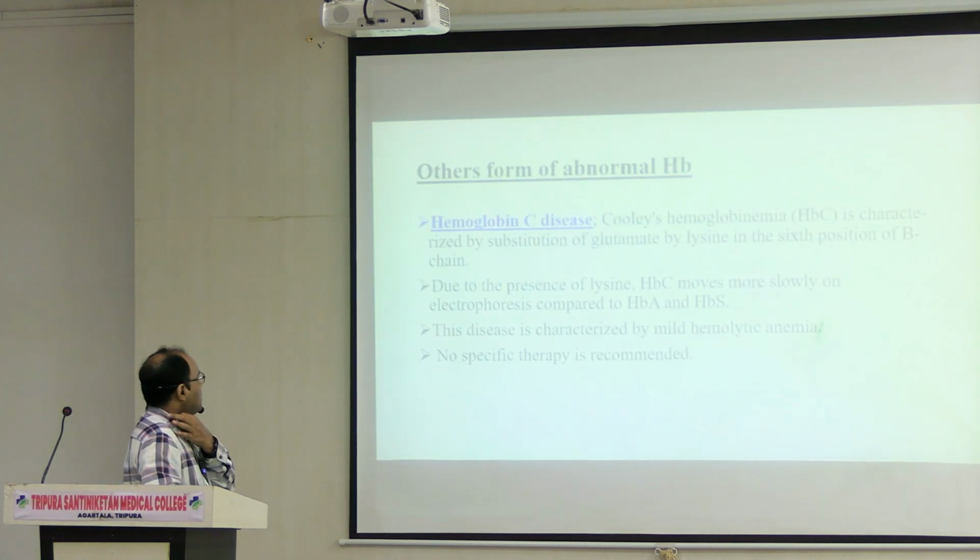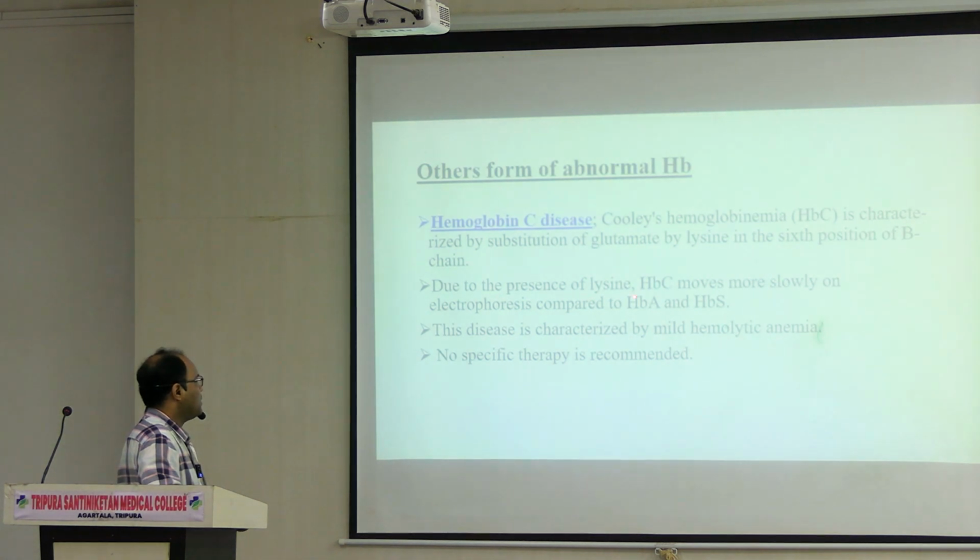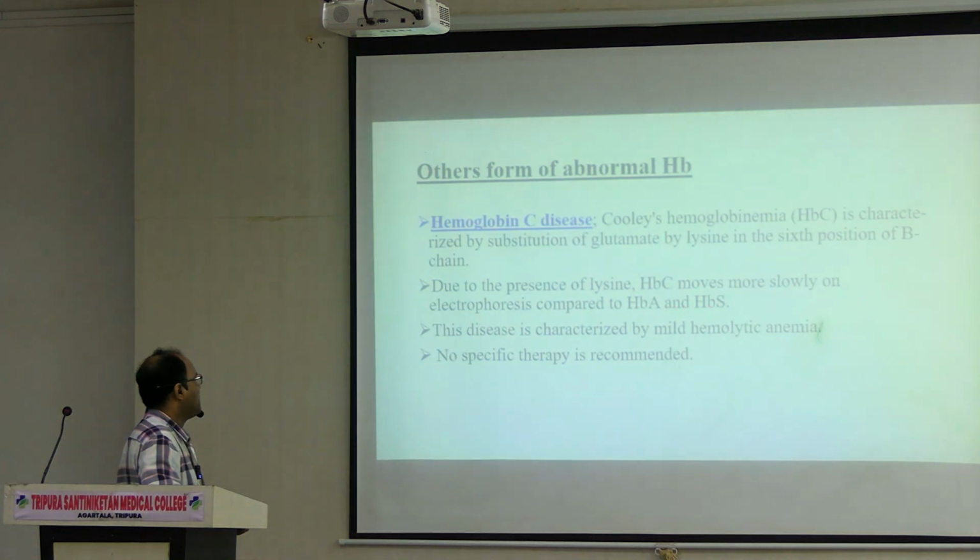Other form of hemoglobin, HbC, hemoglobin C disease. HbC is characterized by substitution of glutamate by lysine in the 6th position of beta chain. Due to presence of lysine, HbC moves more slowly on electrophoresis compared to HbA and HbS. This disease is characterized by mild hemolytic anemia. No specific therapy is recommended.